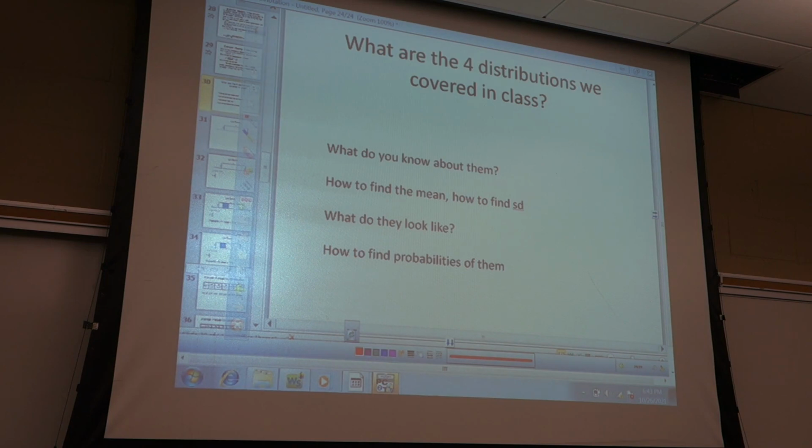So talk to your neighbors if you need to for 15 seconds. We got the uniform distribution, binomial, normal, standard. I feel like maybe the central limit theorem counts as a distribution. Okay, so someone give me one. What's one? Normal. Great. What's another one? Uniform. Good. What's another one? Binomial. Good. And the last one is a little bit weird.